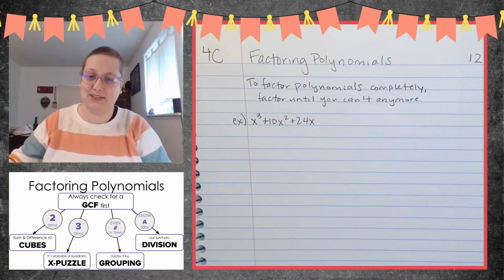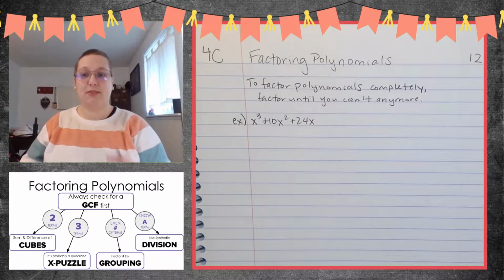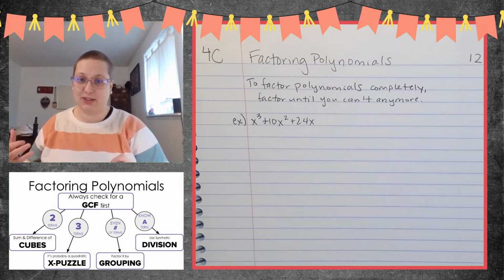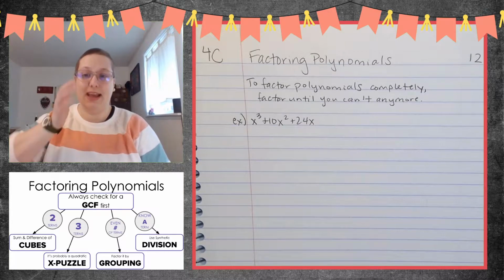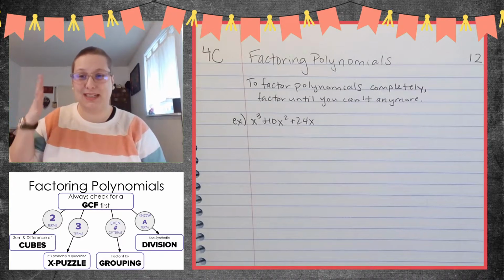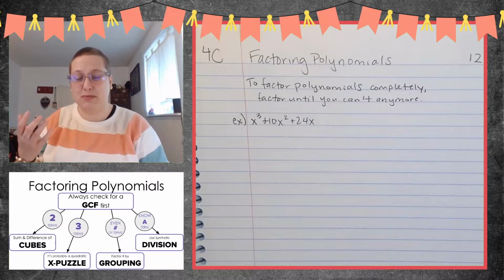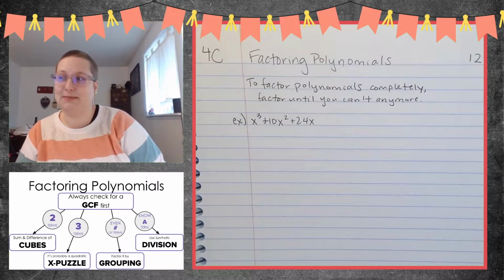We're going to do x cubed plus 10x squared plus 24x. First of all, I'm going to check for greatest common factor, which is something that can multiply to get x cubed and 10x squared and 24x. Now the x cubed doesn't have any numbers in front of it, so I can't take out a whole number, but there is an x in here and in here and in here.